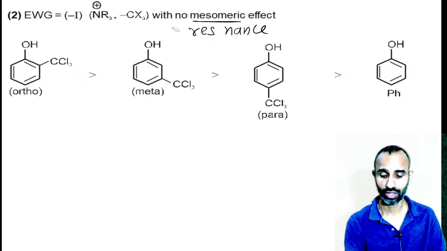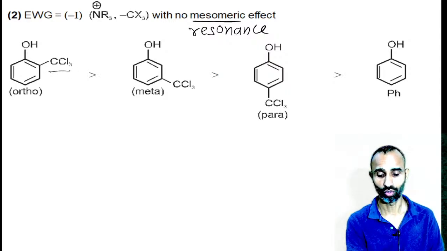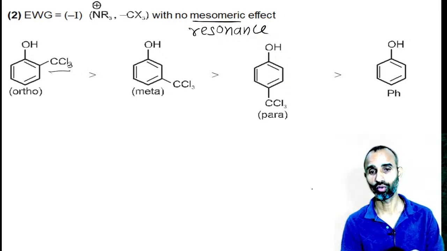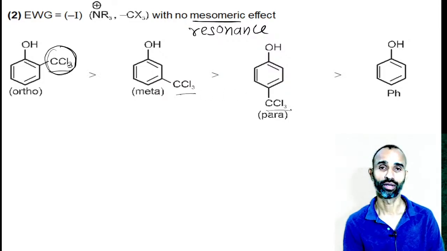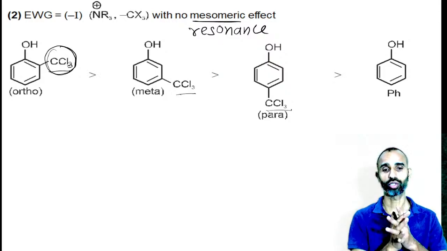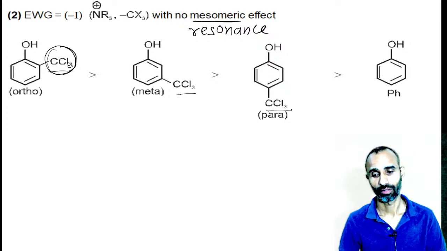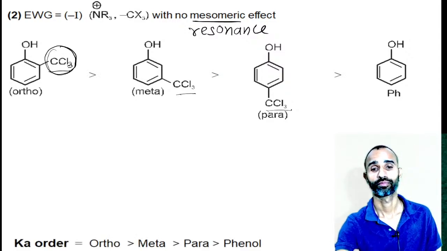So in this case we compare only minus I. Obviously, the closer the group is, the more its minus I effect. So the ortho group has more minus I effect than meta than para, because there is only inductive effect. So ortho is more acidic than meta, meta is more acidic than para, which in turn is more acidic than phenol itself. So ortho, meta, para and then phenol.